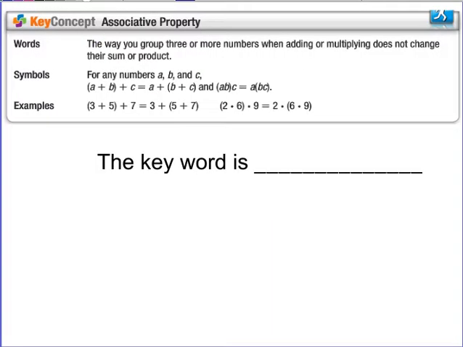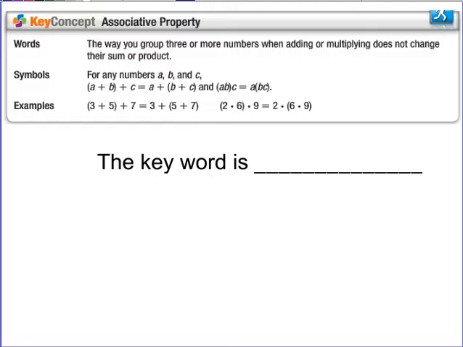Next, we're going to talk about the associative property. Again, you guys should be very familiar with this because we spent a lot of time on it last year. The way you group three or more numbers when adding or multiplying does not change the sum or product. How do we group things in math? What symbol do we use? Parentheses, thank you. So parentheses is the way you group things in math. So in order for the associative property even to be in effect or even to be a possible answer, you have to have parentheses involved.